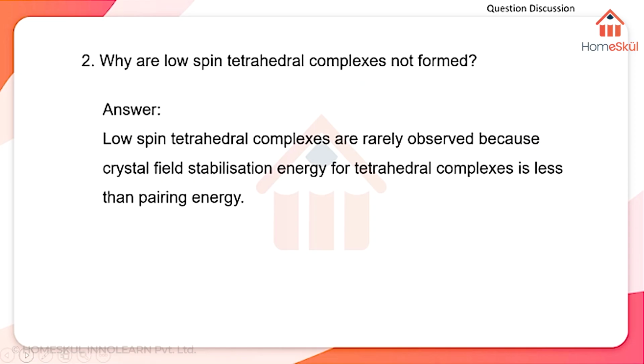Low spin tetrahedral complexes are rarely observed because the crystal field stabilization energy for tetrahedral complexes is less than the pairing energy. So here we can say delta T is less than P, that is the pairing energy. Okay, that is why tetrahedral complexes rarely form low spin complexes. Now let's move on to the next question.